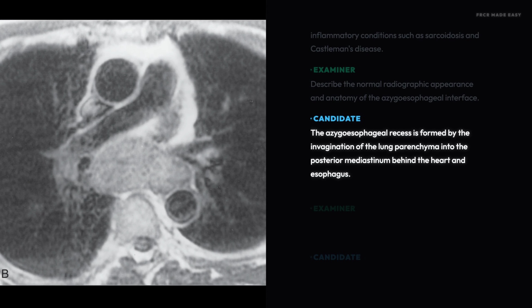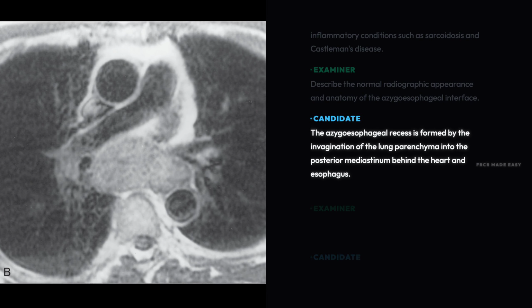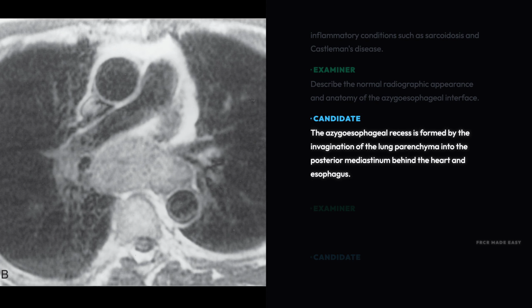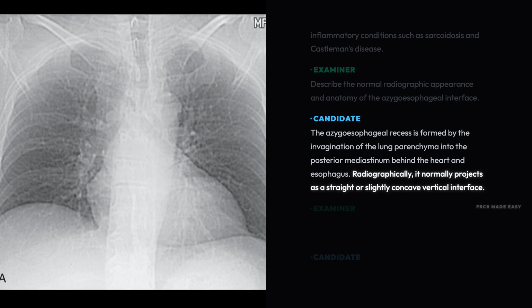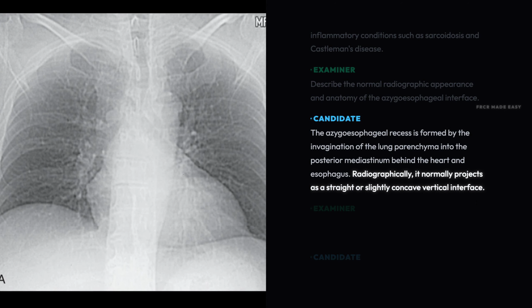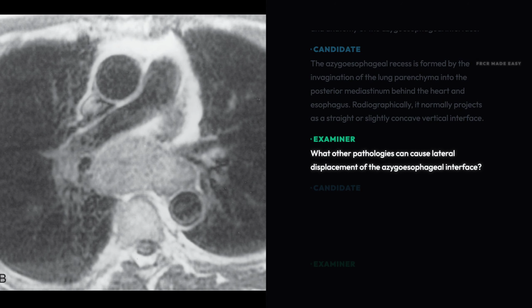The azygoesophageal recess is formed by the invagination of the lung parenchyma into the posterior mediastinum, behind the heart and esophagus. Radiographically, it normally projects as a straight or slightly concave vertical interface. What other pathologies can cause lateral displacement of the azygoesophageal interface?